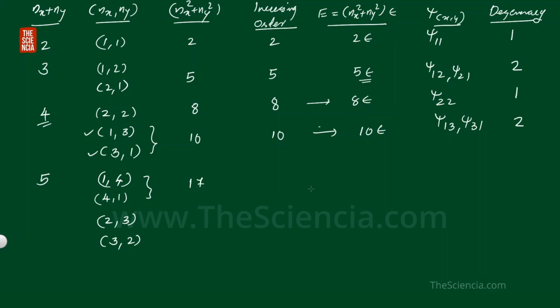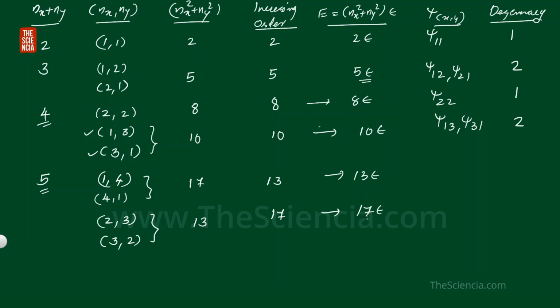Now let us take the other combination, 2 and 3. Finding nx square plus ny square, that is 2 square, 4, plus 9, that is 13. Now we have to write this in increasing order, because for these combinations of nx and ny we got two values, 17 and 13, so I am writing it in increasing order, that is 13 and 17. For one of the states we will get 13E, and for the other state we will get 17E.